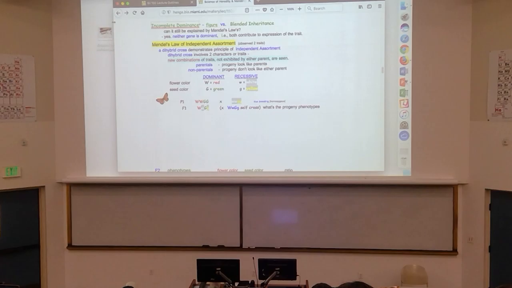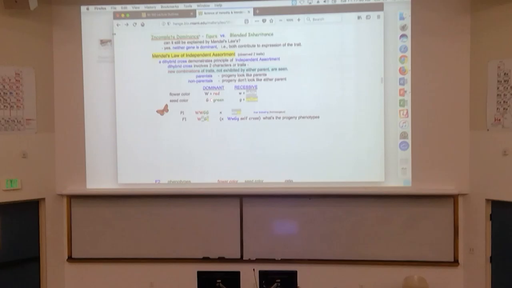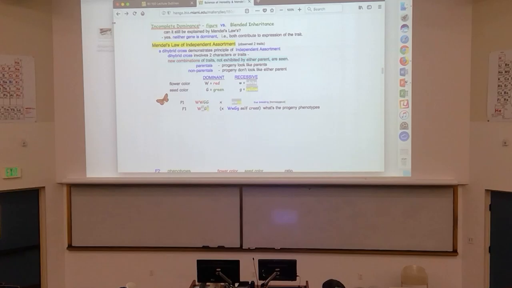So in this particular case, I should use the letters W and Y, but I didn't do that. I used the G. I don't care what letters you use, as long as you define for yourself what those letters mean. If I'm defining it for you on a test, if I'm telling you we're going to use the letter G, and the dominant is green, the lowercase letter is yellow, that's what it is. Just keep in mind what you're doing in terms of doing these crosses.